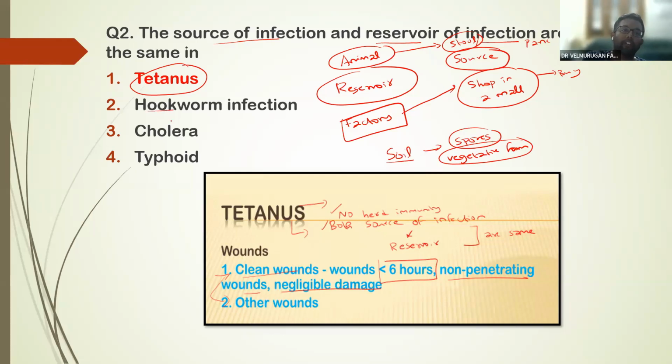But for all other diseases, the source of infection and the reservoir can be different. The reservoir can be a human being, someone in whom the microorganism is multiplying. Then the human being can give you the infection through a pani puri. So in typhoid, when you go and eat a pani puri from a shop, the worker can give you the typhoid. So the pani puri can be the source of infection, and the reservoir can be a human being.